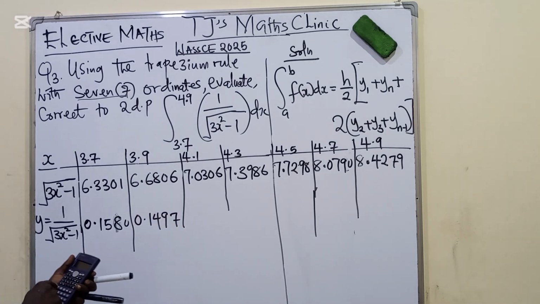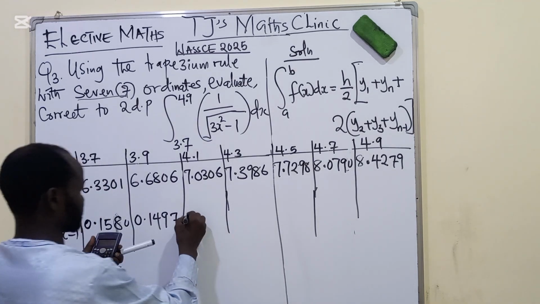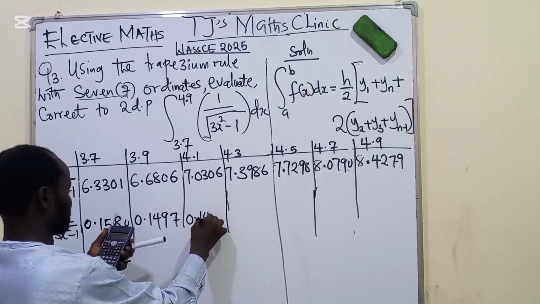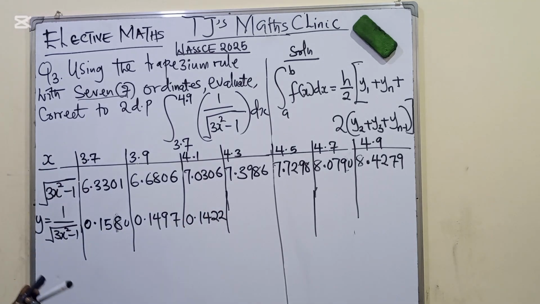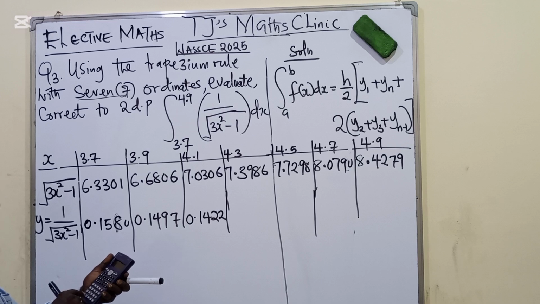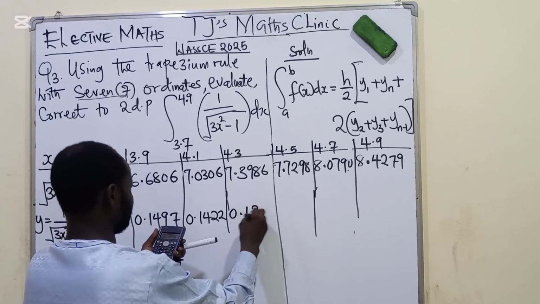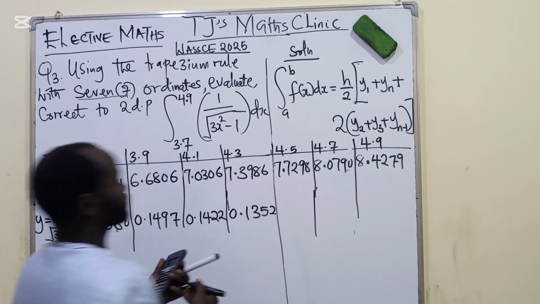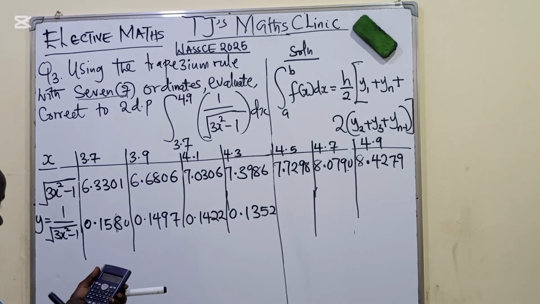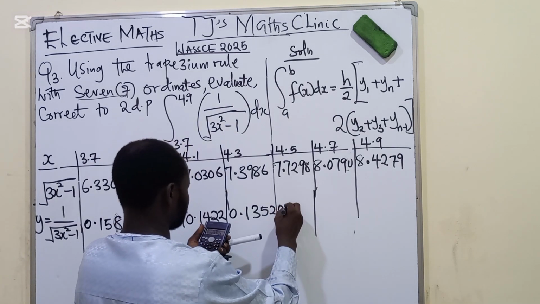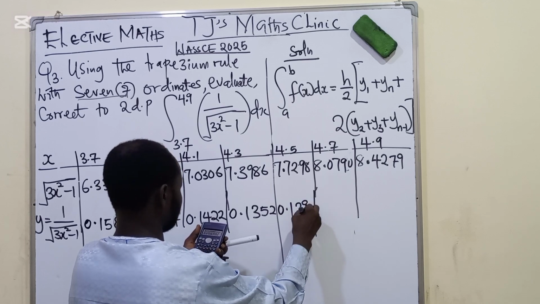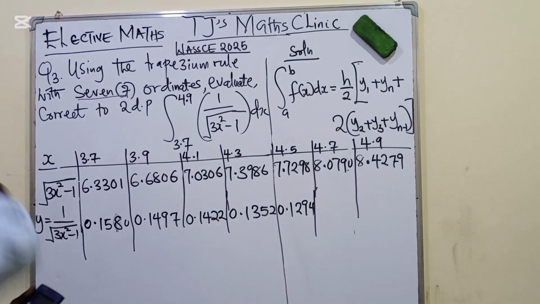Do the same for this. That will be 1 divided by 7.0306. Care must be taken when you are dividing. You have to be careful so that you don't make mistakes. 0.1422. Next, 1 divided by 7.3986. We have 0.1352. Next, 1 divided by 7.7298. We have 0.1294.